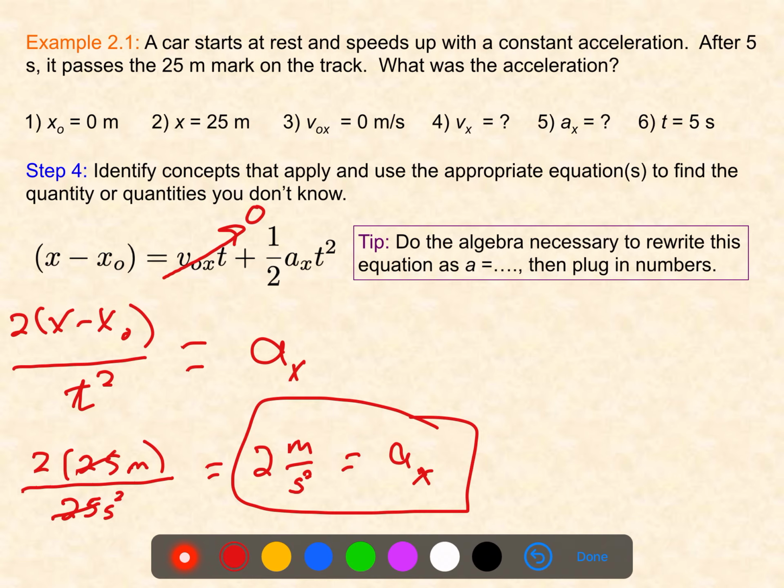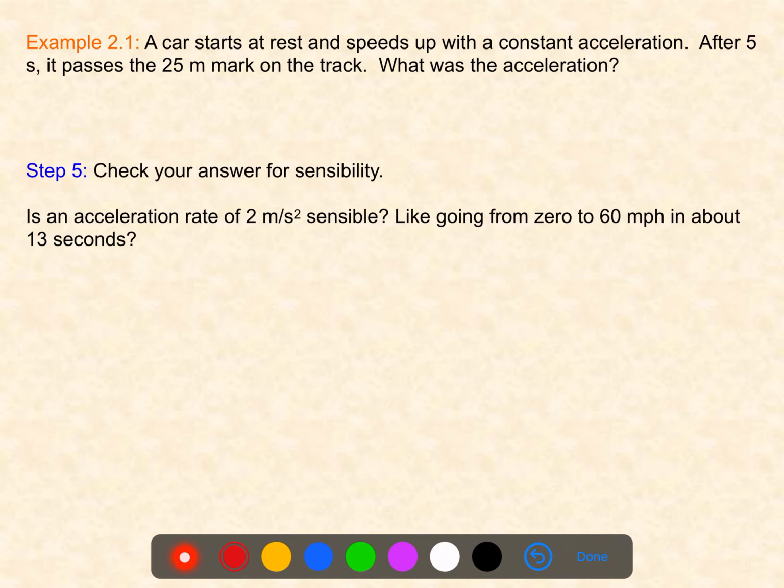I've done steps 1, 2, 3, and 4. Now I want to make sure I do step 5, that crucial step of asking myself, does this answer make sense? So is an acceleration rate of 2 meters per second squared sensible? This is like going from 0 to 60 miles per hour in about 13 seconds. That seems to be a reasonable rate for a car.